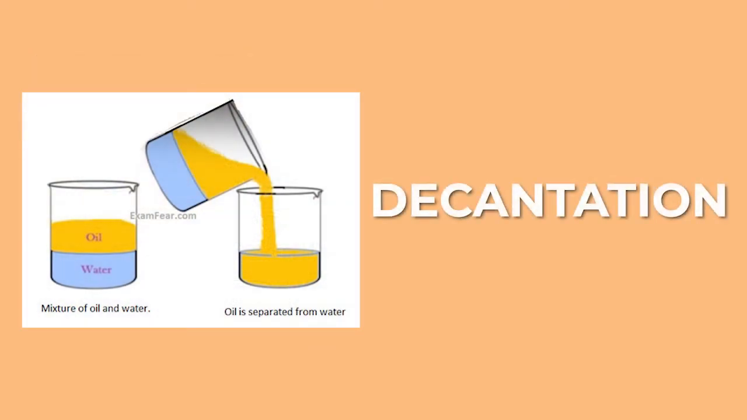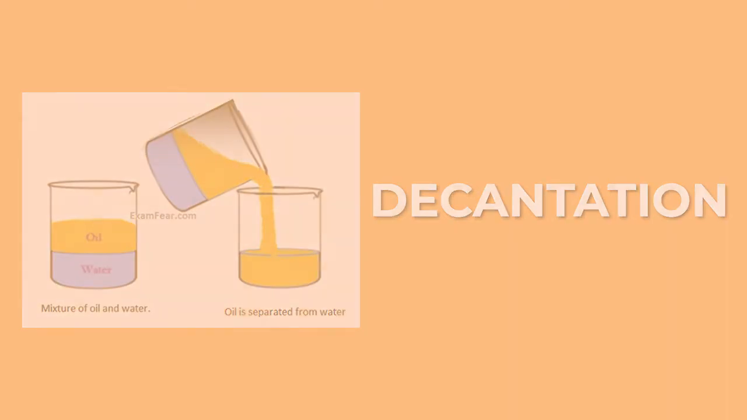Decantation. This technique is used to separate a liquid from an insoluble solid or another liquid with a different density. After being left undisturbed, the top and bottom layers are then isolated from each other by pouring out one of them into another container. The liquid that is poured out is called flotation.